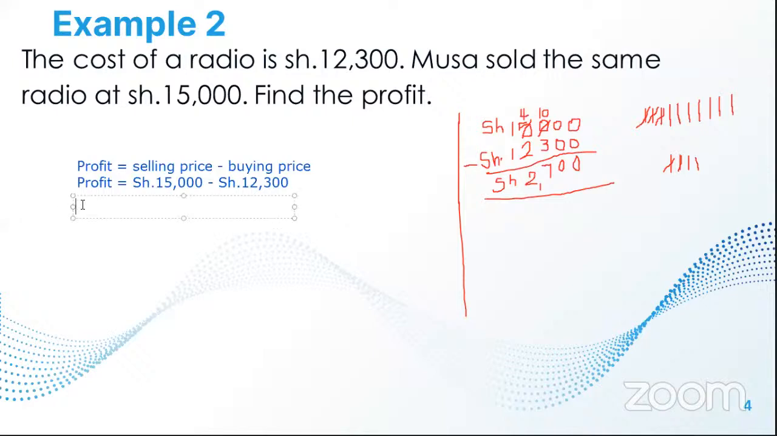2,700. So you come back and write, after subtracting from the side work, you come back and say profit is equal to 2,700. So that is how we calculate profit. That's how we do it. That's how we calculate profit.